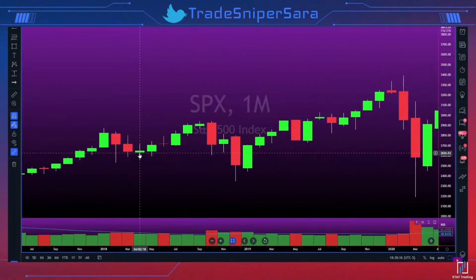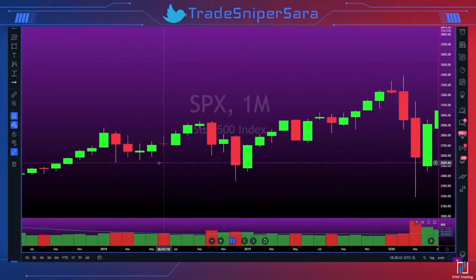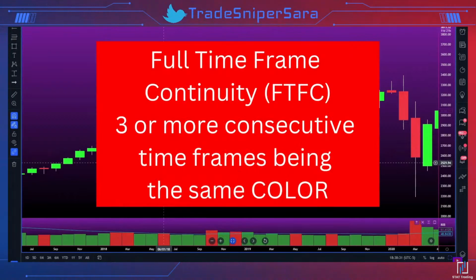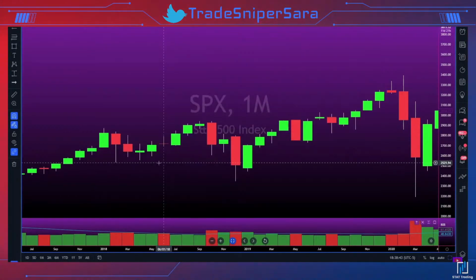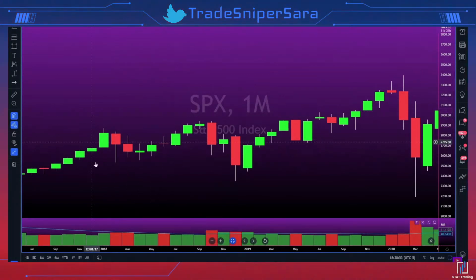What color is the candle? When you start hearing people talk about full time frame continuity, what that means is having multiple time frames in sequential order the same color or trading in the same direction. It does not mean every single time frame has to be the same color from the year all the way down to the 1 minute. That's not what we mean when we talk about full time frame continuity.